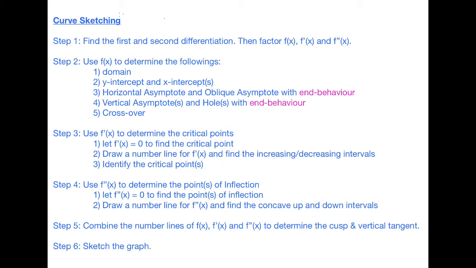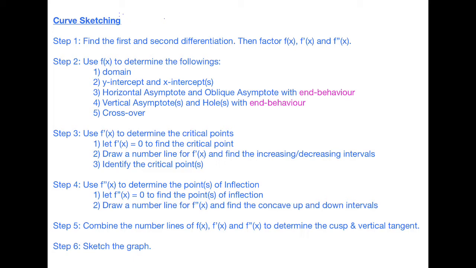Third, you want to find the horizontal asymptote and oblique asymptote. This can be found by using the degree of the numerator and the denominator. If the degree of the numerator is equal to or less than the degree of the denominator, then you are going to have a horizontal asymptote. If the degree of the numerator is higher than the degree of the denominator, then you are going to have the oblique asymptote. And remember to check the end behaviors by letting x approach positive and negative infinity.